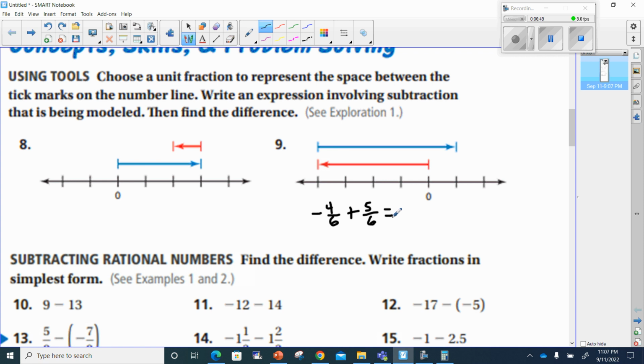And that would give me a positive 1 over 6, because when my signs are different, I find the difference. I take the big number minus the small number. That's 5 minus 4, which gives me 1, and I keep the sign of the big number. It's a positive 1 over 6.